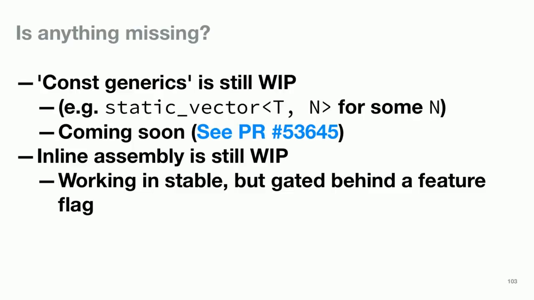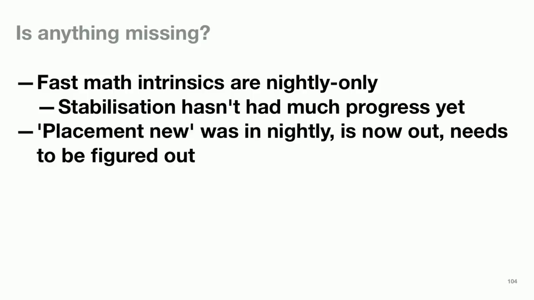Fast math intrinsics are nightly only. They're not stable, and I think these are quite important, but hopefully they'll come soon, and maybe some people in the audience here would be able to help the Rust community figure out how to do this well. Placement new was in nightly, is not anymore. They have things to figure out there.